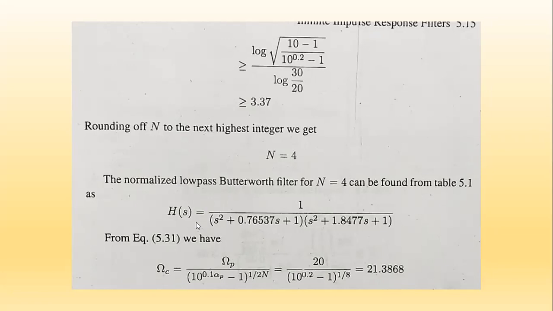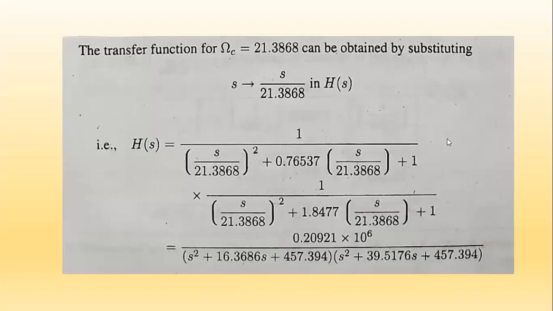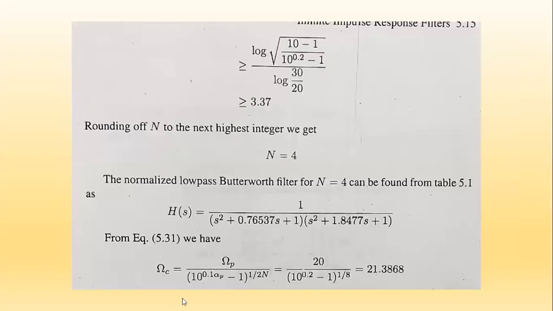So once you get this H of s, the next task is to find out the cutoff frequency. So how are you going to find out the cutoff frequency here? See, cutoff frequency is equal to the passband frequency times 10 raised to 0.1 alpha p minus 1, raised to 1 by 2n. So what is the passband frequency which is given? Passband frequency is 20 radian per second. So the value of the cutoff frequency is 21.3.